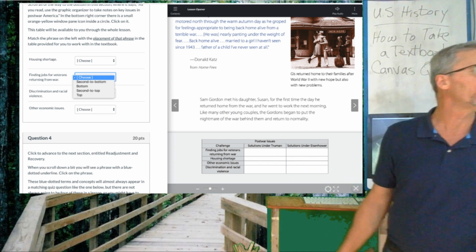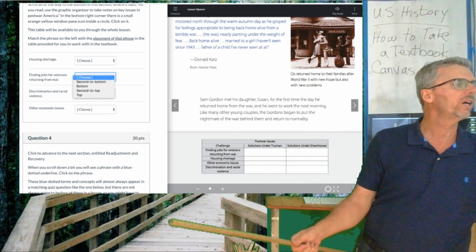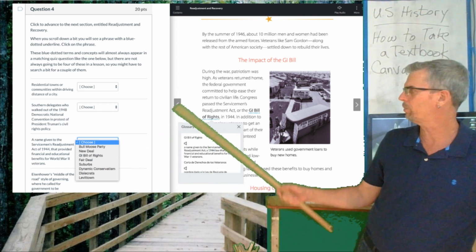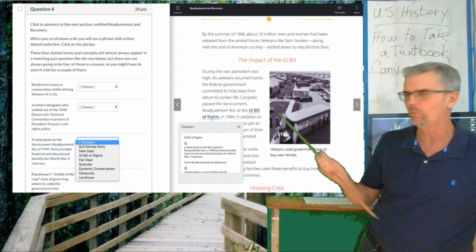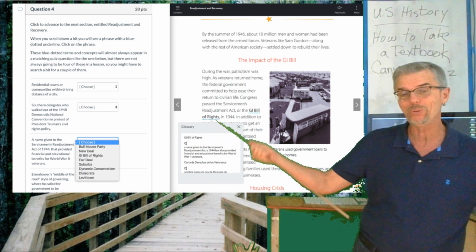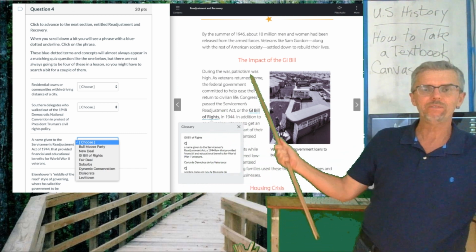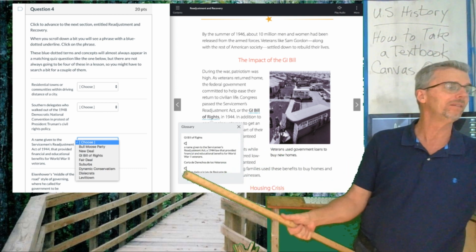All right, question number 4. Click to advance to the next section. Once again, the arrowhead. When you scroll down a bit, you will see a phrase with a blue dotted underline. Click on that phrase right here, the GI Bill. See the blue dots underneath it? Click on it and it expands a window, tells you the definition of the GI Bill. It will actually read it to you in English and Spanish, which is very cool. So if you're a lazy reader, let the textbook do the reading for you.